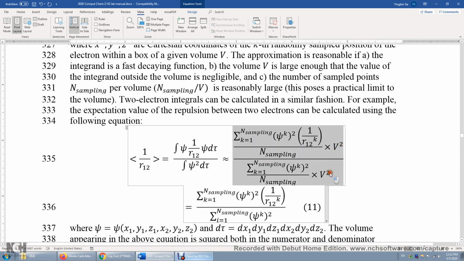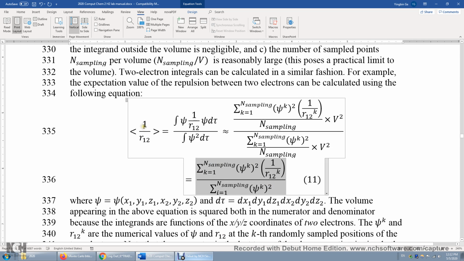Fortunately, this V squared and this V squared cancel because they appear on top and bottom. Also, the number of samples cancels. So in the end, we just have a simplified equation to compute the expectation value for the repulsion. So really what you need to do is this. You sum up this term. How many times in this lab? 40,000 times.